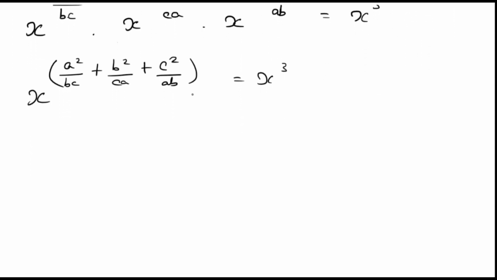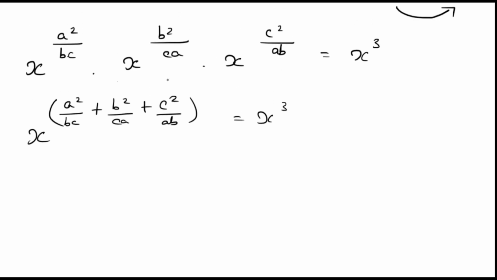Now take the LCM for the powers. You will get x to the power of the LCM, which is a into b into c. Whichever term is missing, you multiply that in the numerator. Here in the denominator, a is missing, so multiply the numerator with a. So a into a square, you'll get a cube.